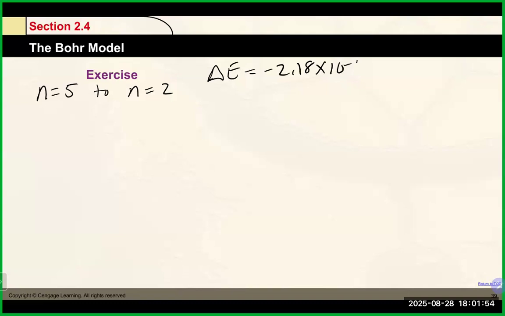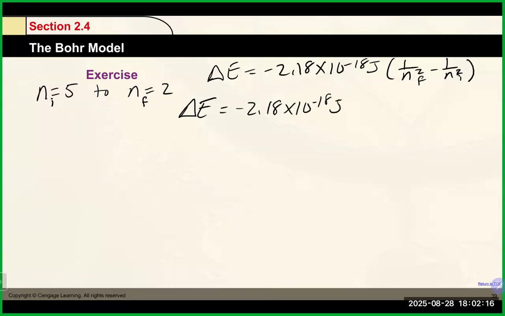We'll use our equation: 1 over n squared final minus 1 over n squared initial. Here, this is our initial and that is our final. So our energy for this electron is 2.18 times 10 to the minus 18, which is Rydberg's constant, times 1 over our final, which is 2 squared, minus 1 over our initial, which was 5 squared. And that is going to get us here.